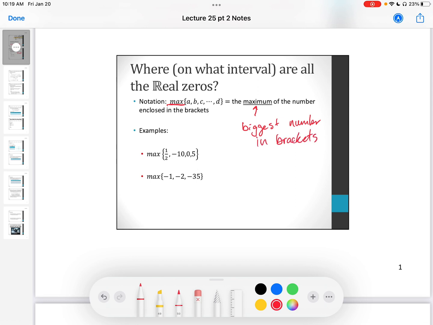Okay? So if I'm looking for the max of 1/2, -10, 0, and 5, which one is the biggest number? 5. -10, some people look at that, but it's negative. That means it's small. So 5 is the biggest number. What is the max of -1, -2, and -35? Well, the max would be -1. That is the biggest number that you have there. Okay? So nothing too crazy on that, but that is going to come into play because that's going to allow us to find our interval that our answers have to be between.